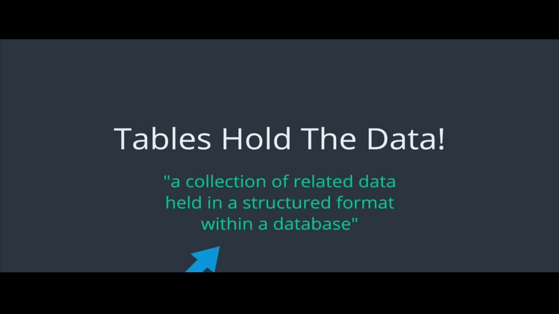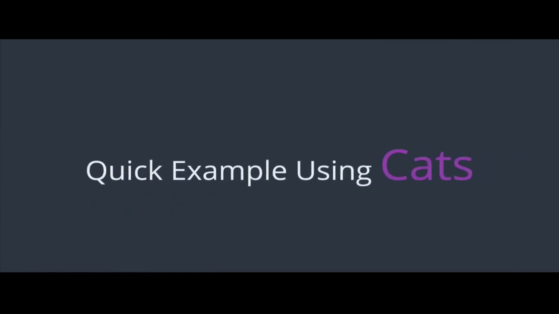So tables hold the data, that's my definition. If you want a boring Wikipedia definition, it looks like this: tables are a collection of related data held in a structured format within a database. Hopefully you are still awake after that. But let's take a quick example using cats. We're going to model some cat data using a table.